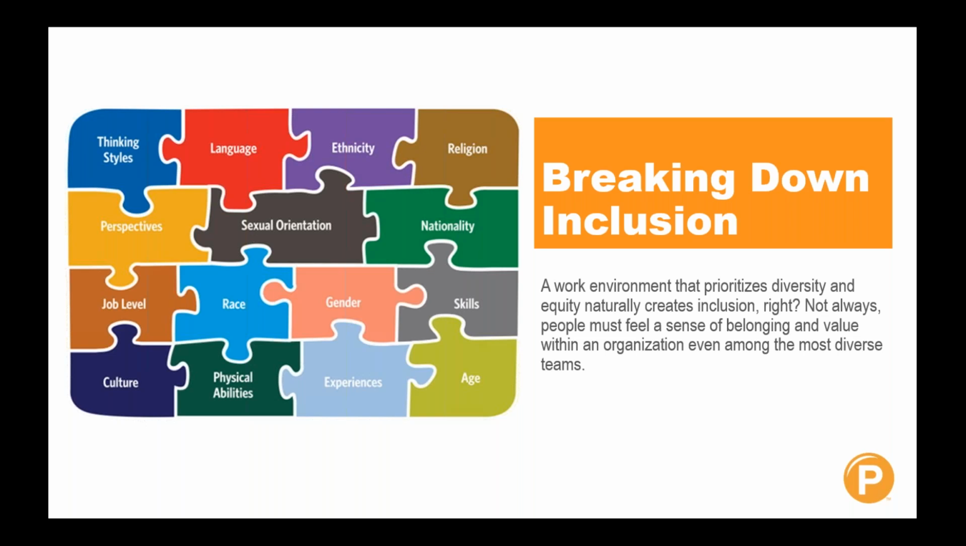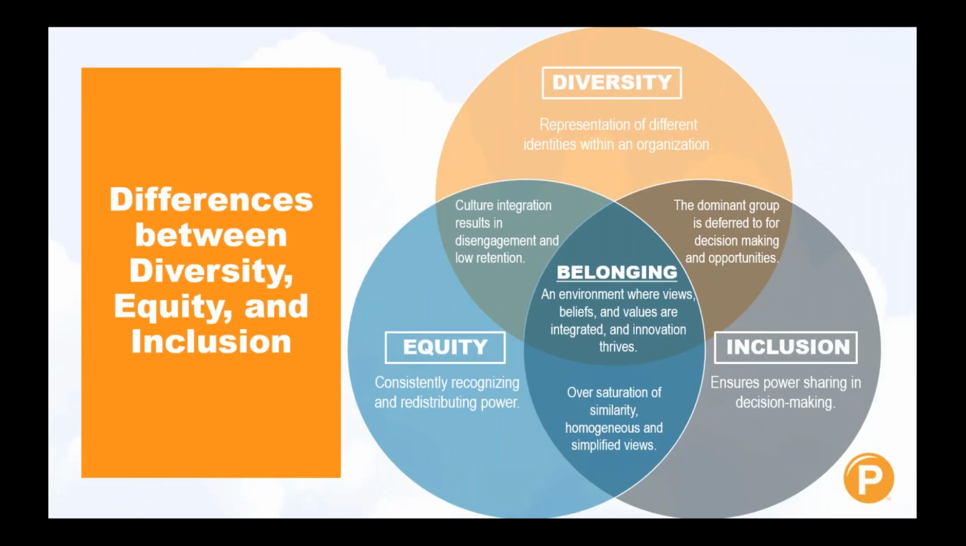So we're going to go in the next slide into a nice Venn diagram where we kind of compare and contrast this, and then we're going to look at what your work environment may look like if you only have 1 or 2 instead of all 3. So when you have diversity, you have representation of different identities within an organization. When you have equity, you have consistently recognizing and redistributing power, and when you have inclusion, you ensure power sharing in decision making. Great. Now let's take out that gray bubble for a moment and let's look at diversity and equity only. So if your workforce has diversity and equity and no inclusion, then general culture integration results in disengagement and low retention. Your employees don't feel included.